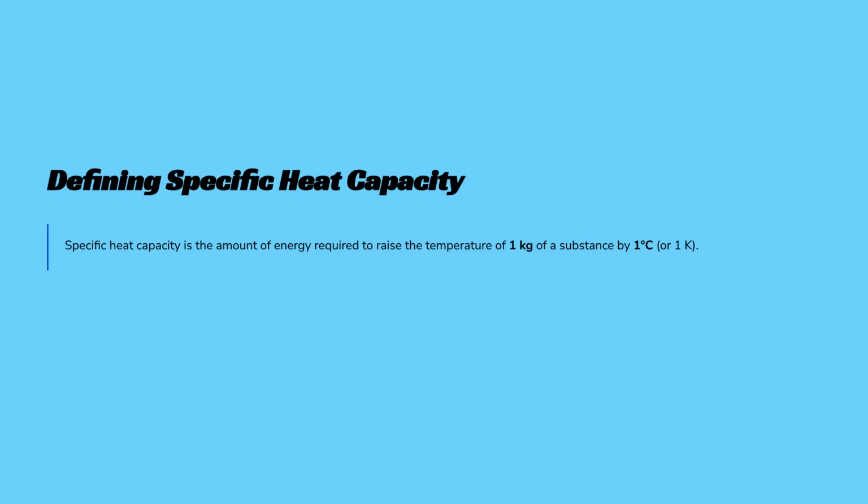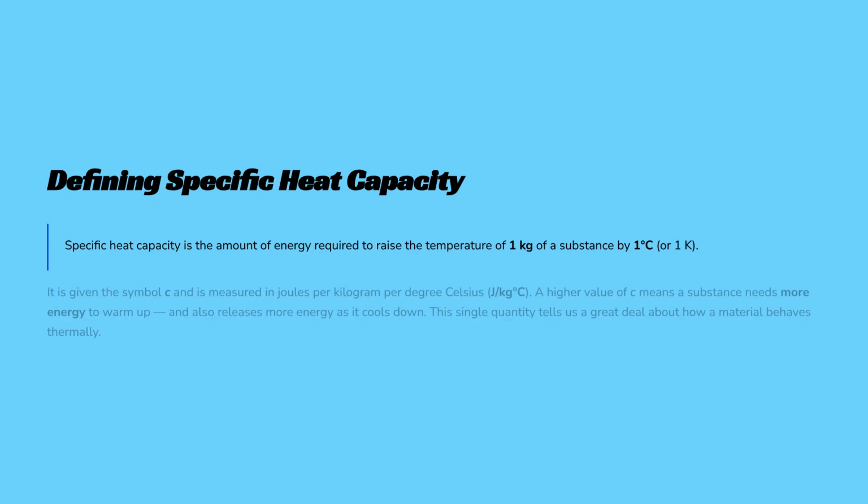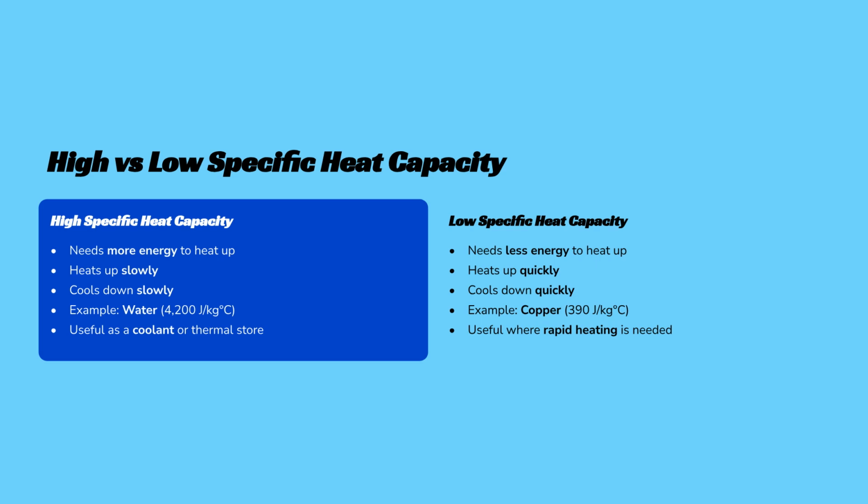Specific heat capacity is defined as the amount of energy required to raise the temperature of 1 kilogram of a substance by 1 degree Celsius. It is represented by the symbol C. A higher value means the material needs more energy to heat up and will also release more energy as it cools. Materials with a high specific heat capacity, like water, heat up and cool down slowly, making them useful as thermal stores or coolants. Conversely, materials with a low specific heat capacity, like copper, heat up and cool down quickly, which is useful when rapid heating is required.